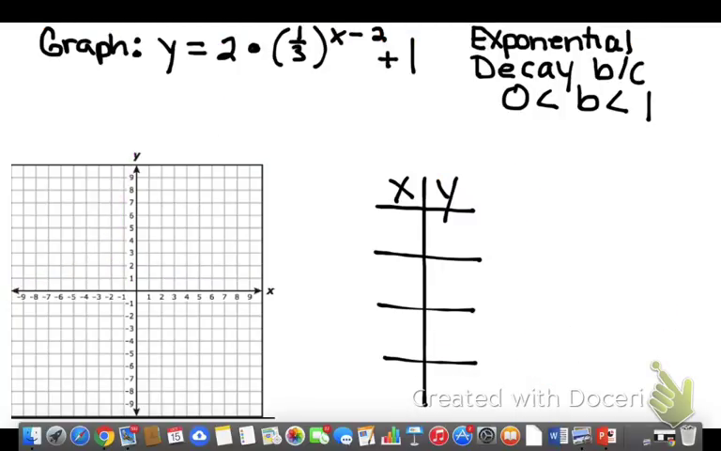Here we have an exponential decay model. A reminder that b has to be greater than 0 and less than 1. So that means it's a fraction, and our b value is 1/3. So we're going to graph where we have a stretch of 2, a horizontal shift of 2, and a vertical shift of 1. So I think you should pause the video, see if you can fill out a basic table, and then apply the stretch and shifts.